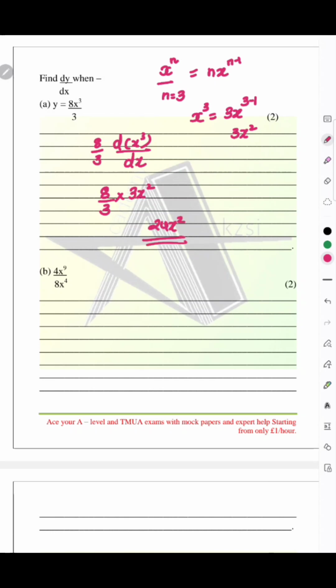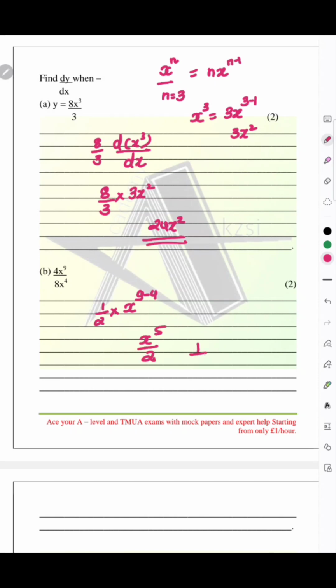Next is also an algebraic one, and we can simplify it before we differentiate it. If I cancel this, it will become a half. And using the laws of indices, if I'm dividing two exponents having the same base number, we have to subtract the powers. So it will be x to the power of 9 minus 4, so it will become x to the power of 5 over 2.